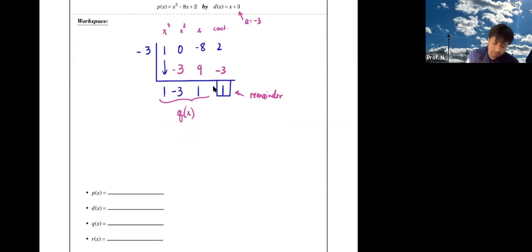So then what's P of x? Well, obviously it's x cubed minus 8x plus 2. D of x is x plus 3. The quotient is what? So remember, the quotient is always a degree less than the dividend. So this is going to be x squared, x, constant. So it's going to be x squared minus 3x plus 1. And what's the remainder? That's 1.